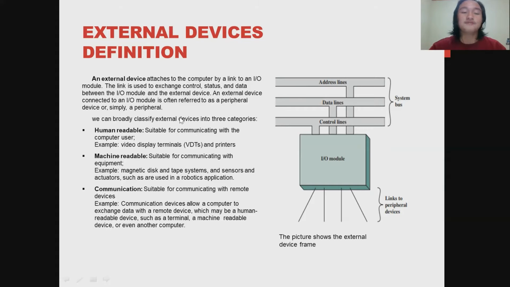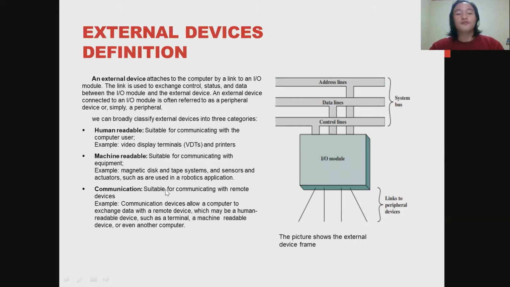We can broadly classify external devices into three categories. The human readable, which is suitable for communicating with the computer users, for example video display terminals, which is VDTs, and printers. The machine readable, suitable for communicating with equipment, for example magnetic disc and tape systems, and sensors and actuators, such as are used in robotic applications.